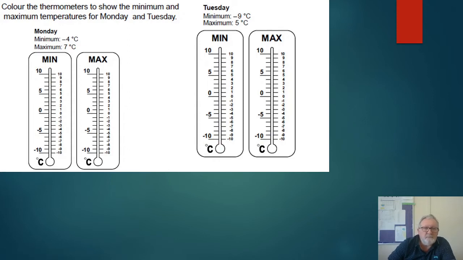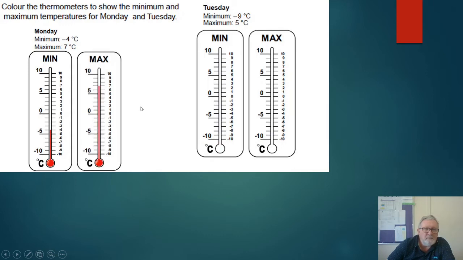Let's see how you went. All right, so there's our first one. There's -4. So 0 here, and -4 is here. This one here is for -5. Notice that -4 is above or warmer than -5. And our maximum temperature is up to 7.